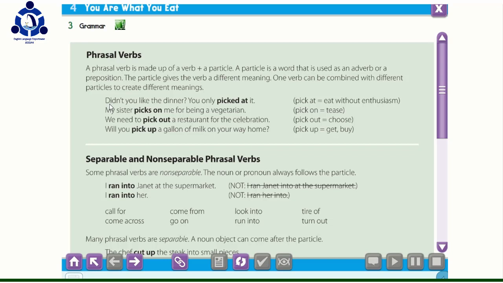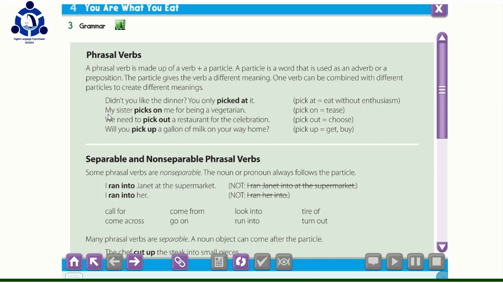Okay, so let's begin. Didn't you like the dinner? You only picked at it. So, picked at. What is the meaning of pick at here? Eat without enthusiasm. So like you don't want to eat. You're not having enthusiasm. You're not hungry for the food. So pick at: eat without enthusiasm.